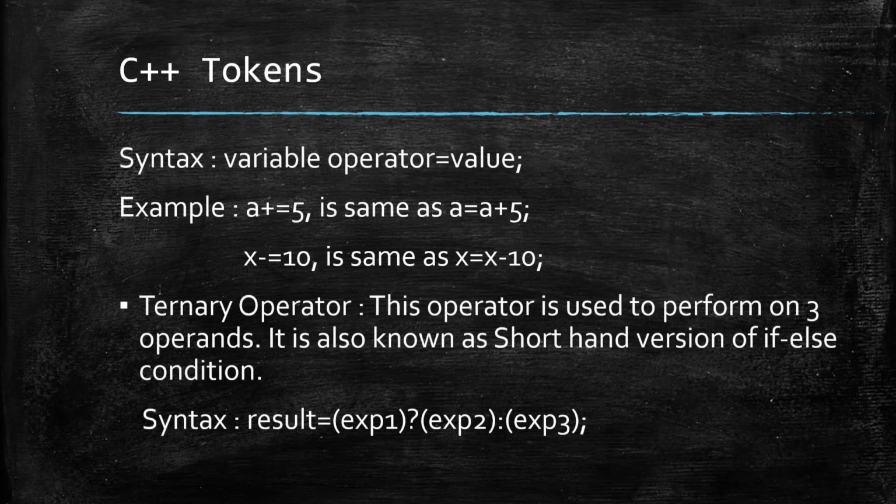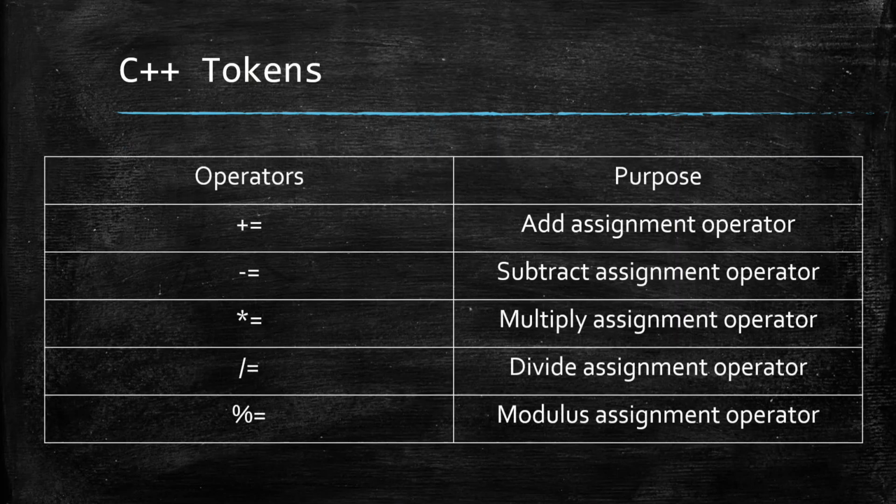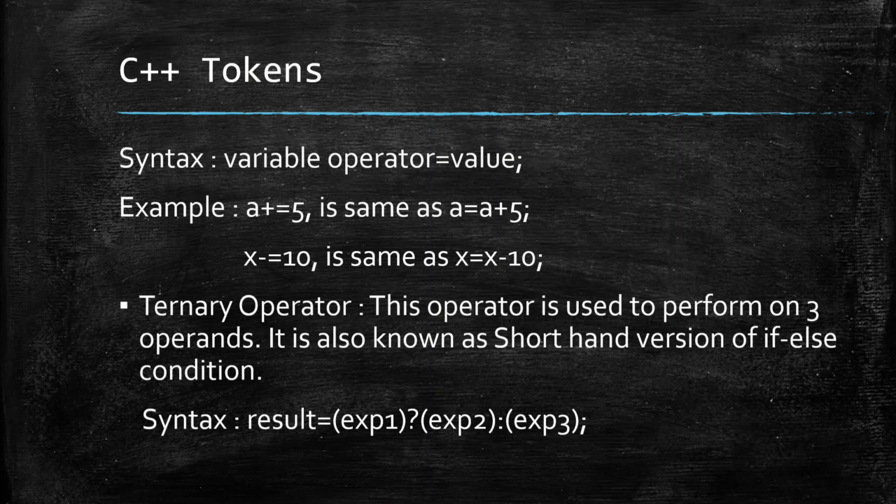Now let us see the syntax for it. The syntax is: variable, space, operator is equal to, value, semicolon. So how do you use these shorthand operators? You write the variable, and then the operator. These are the operators, right? I have prepared a list of them, you can refer to it. Those are the operators, and is equal to value semicolon.